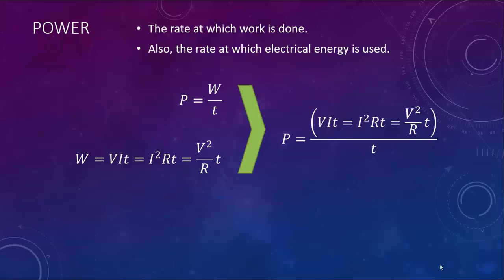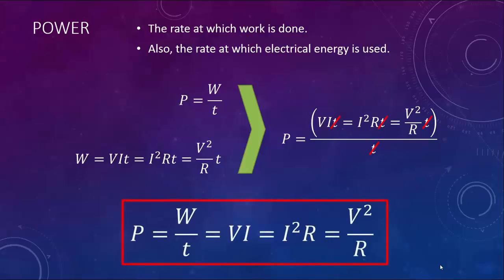You may have noticed that each term on the right has a T, and we're dividing by T. This really simplifies things. All those T's cancel out, and we're left with the equation P equals W over T equals VI equals I squared R equals V squared over R. And again, this is on your reference tables. Let's take a look at an example.